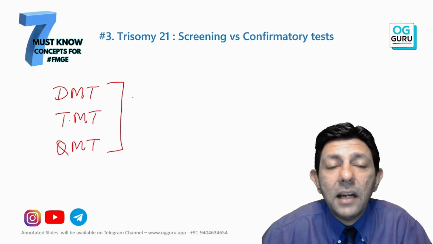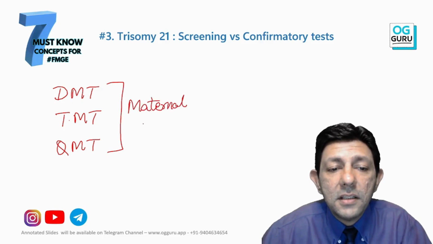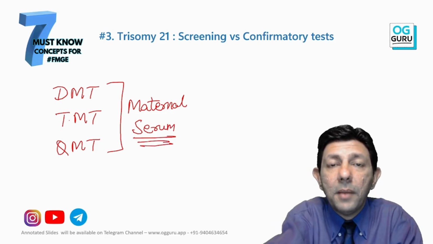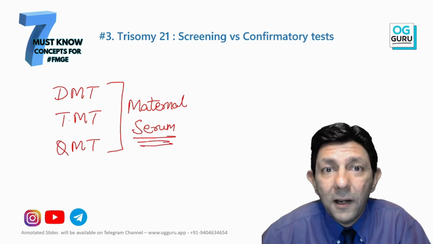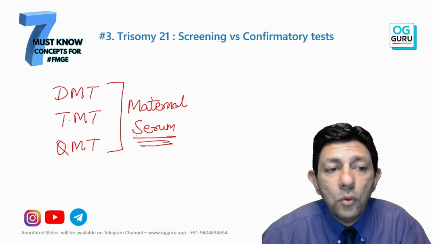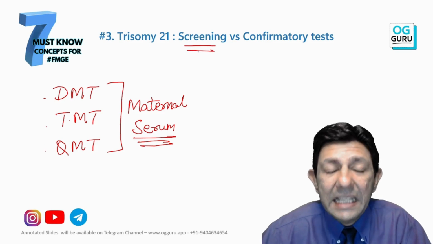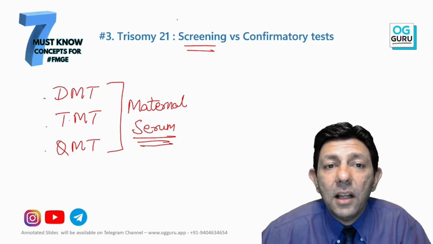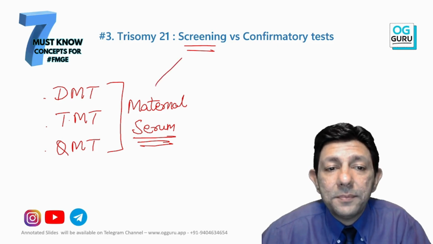It is a simple blood test, done on the mother's blood. Is this understood to all of you? So dual marker test, or double marker, triple marker, quadruple marker, are the screening tests. They are the screening tests done on maternal serum.